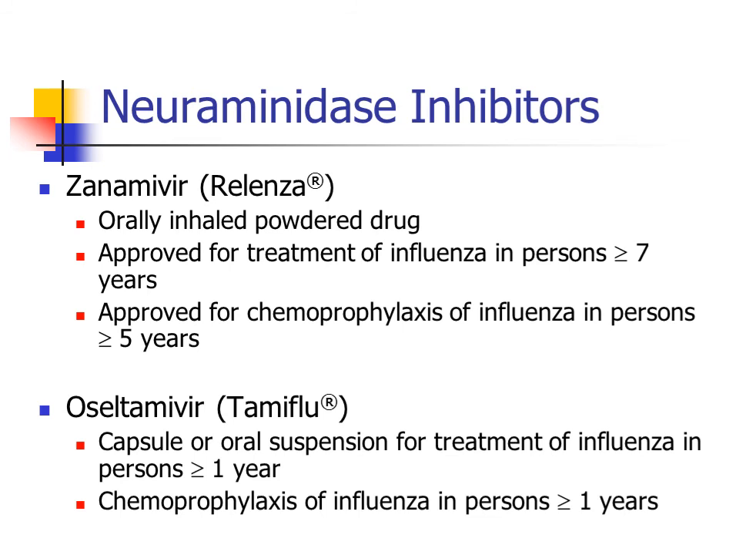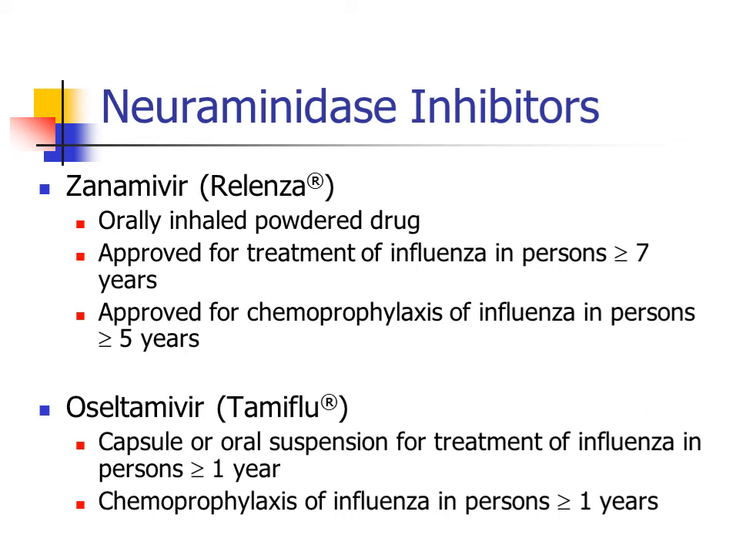The two available neuraminidase inhibitors are listed for you here on this slide. The first, zanamivir, is marketed under the brand name Relenza, and it's an orally inhaled powder drug. It's currently approved for the treatment of influenza in persons greater than or equal to 7 years old, and also approved for chemoprophylaxis of influenza in persons greater than or equal to 5 years old.